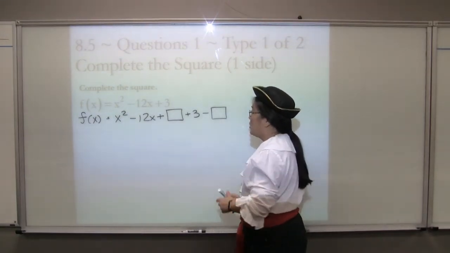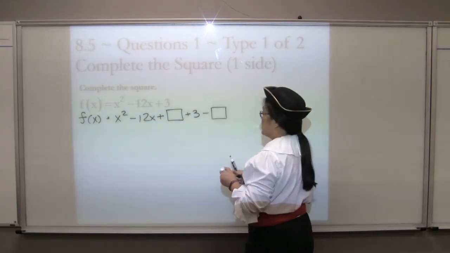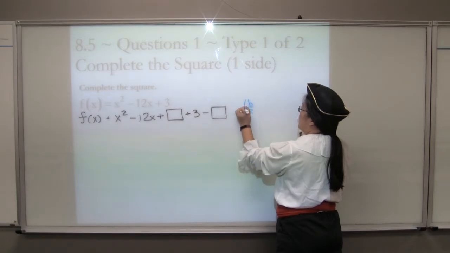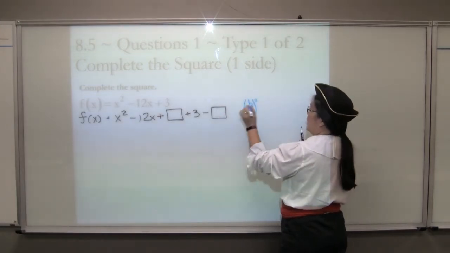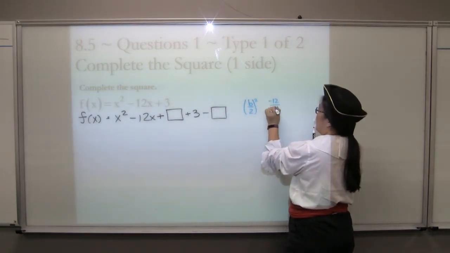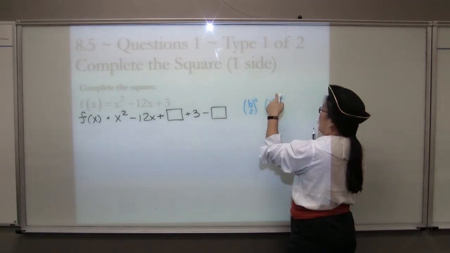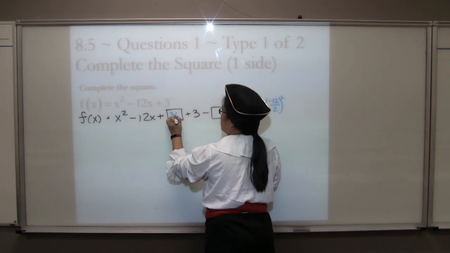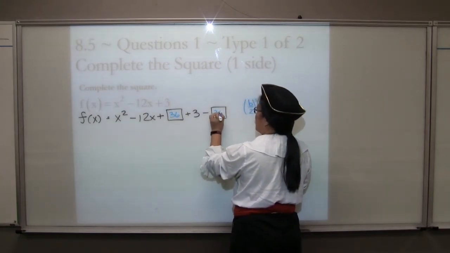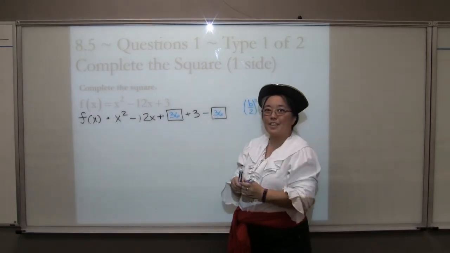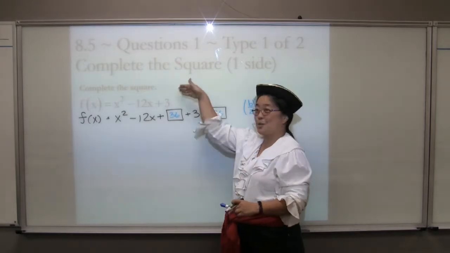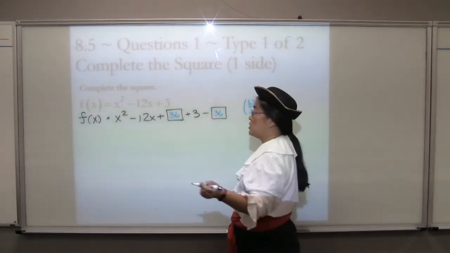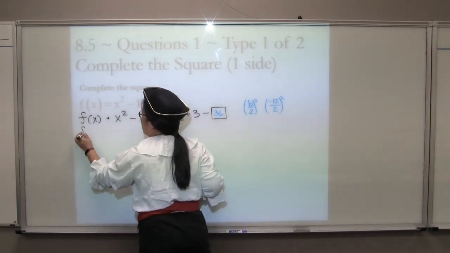All right, how do we get this little number in the square? Back in 8.1, we took b divided by 2 and squared it. b is negative 12 divided by 2 and squared. Negative 6 squared is 36. We're going to add a 36, and we're also going to subtract a 36. Now, some people combine like terms, and they're like, hey, I got the question back again. Well, yes, but we don't want to get the question back. What we want to do is complete the square.